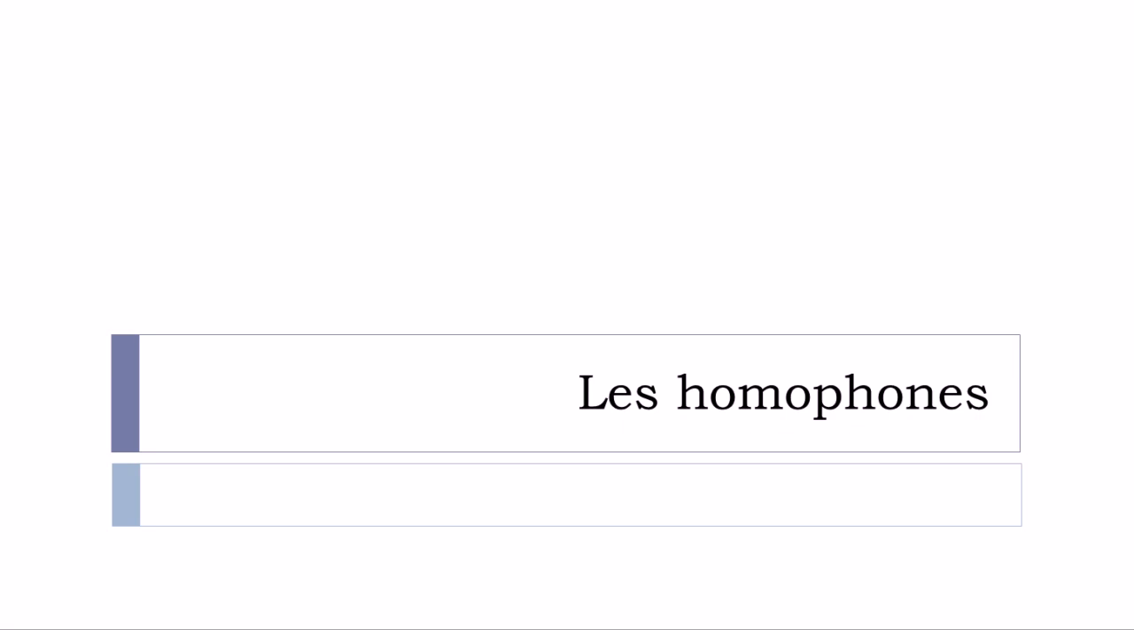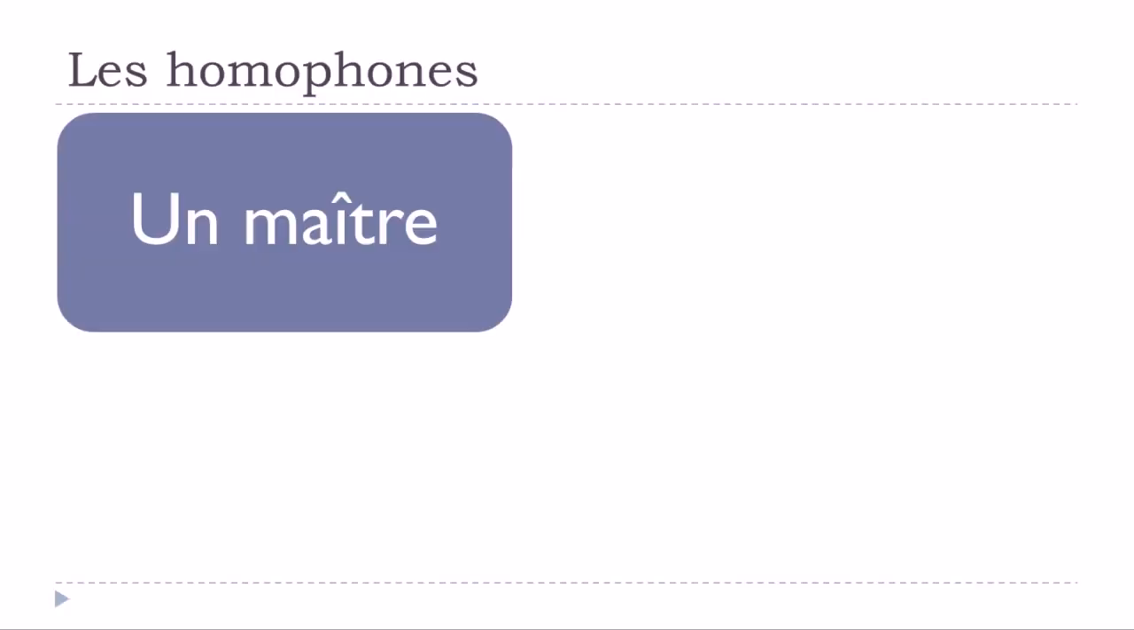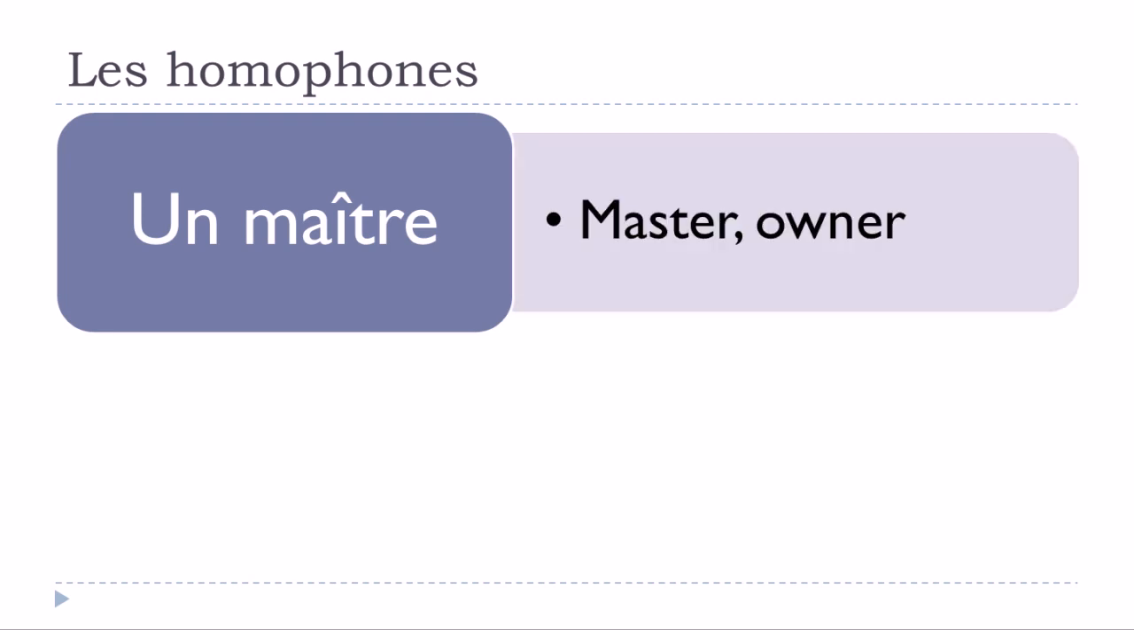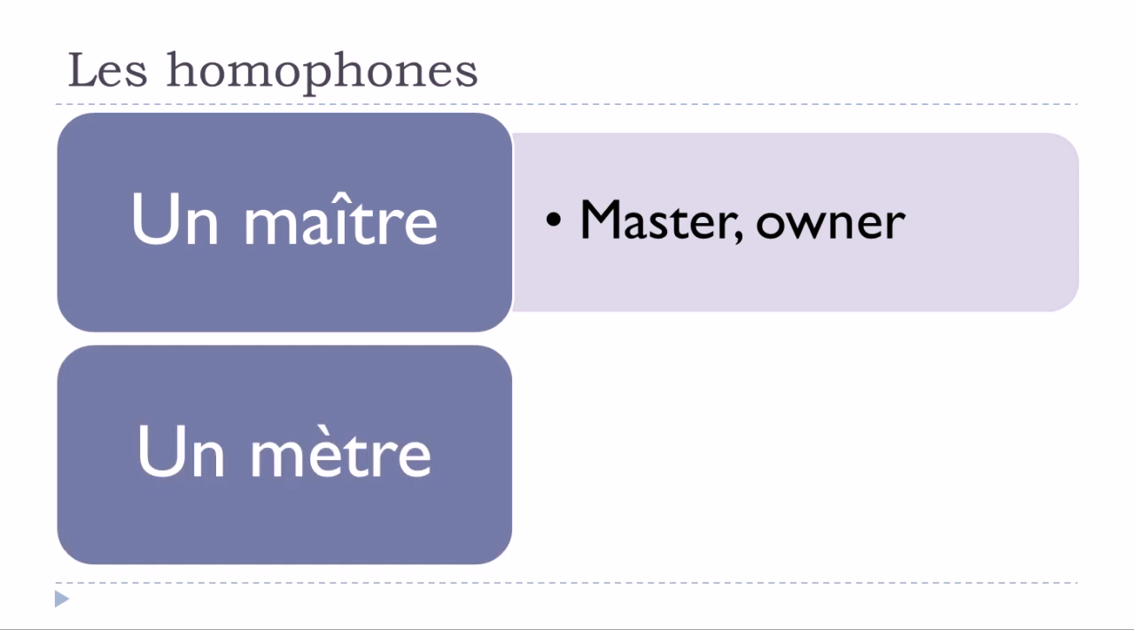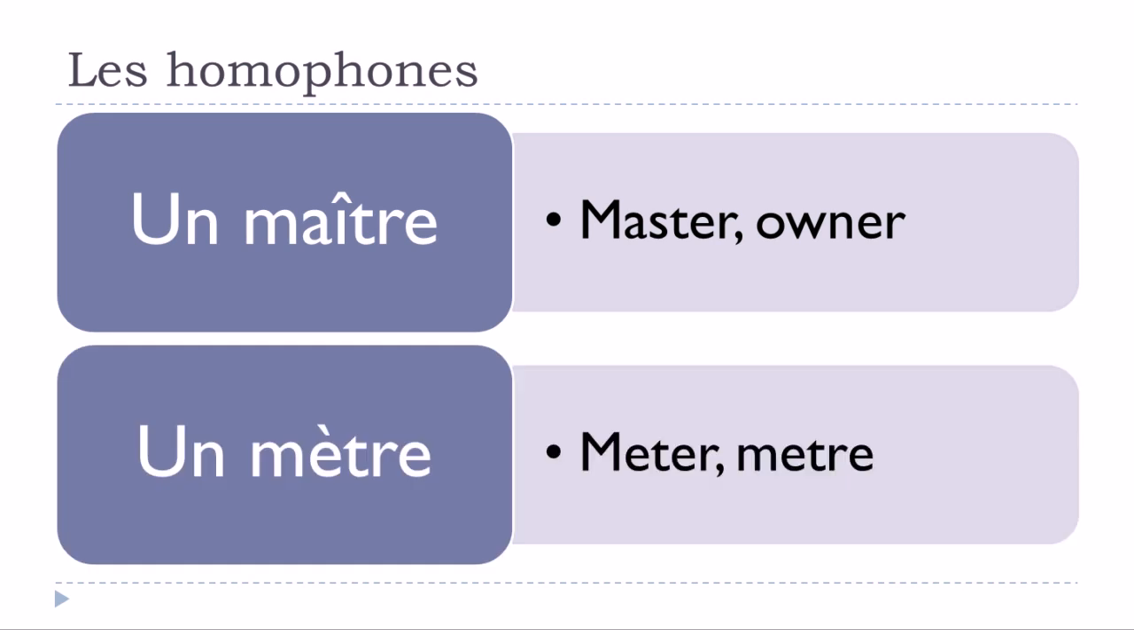Les homophones, so remember, we write them differently, we pronounce them the same way, and they have different meanings. It is the third video, so the next one will be the last one covering this topic. Okay, so let's start now. Un mètre, and so you will have the translation here. Un mètre, and then un mètre as well. Okay, same pronunciation.